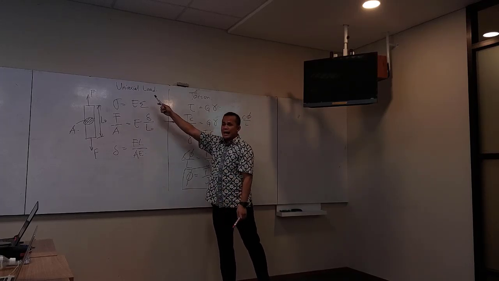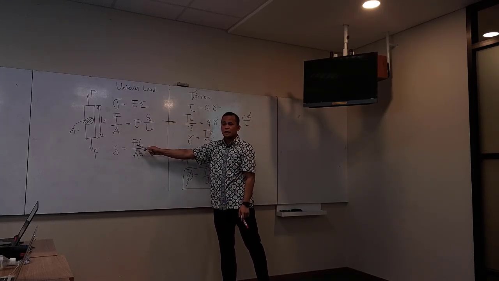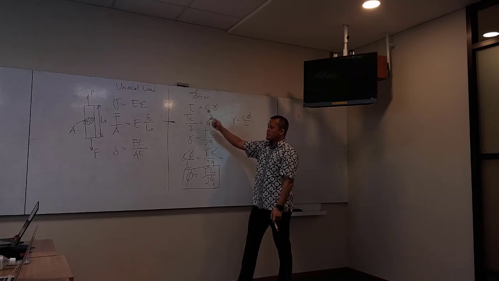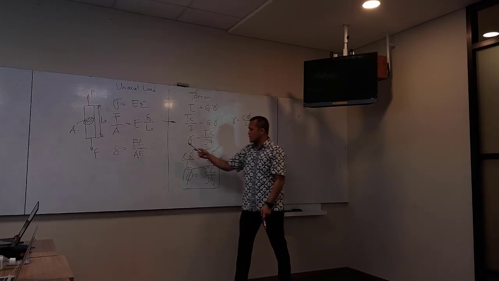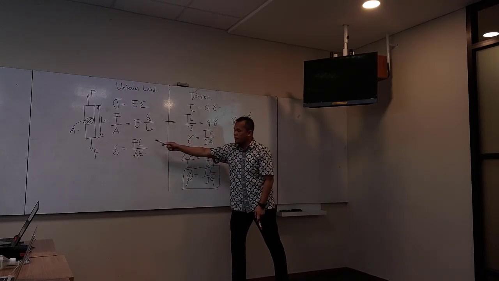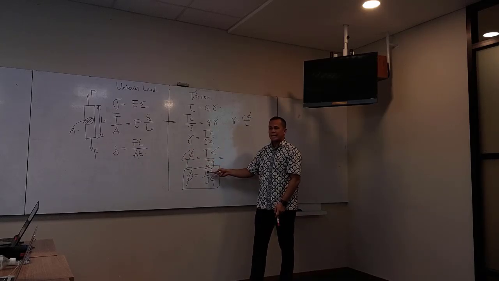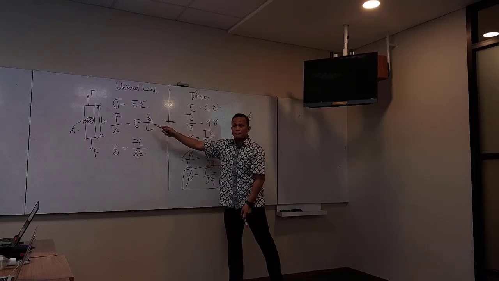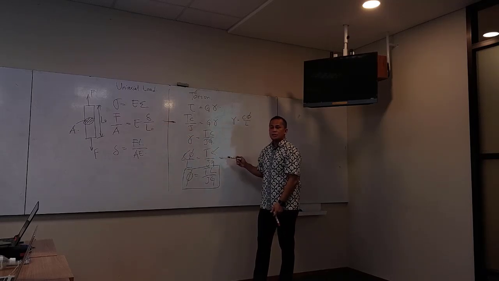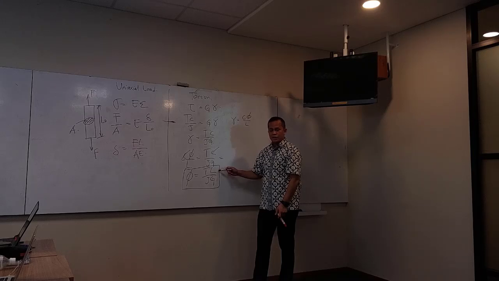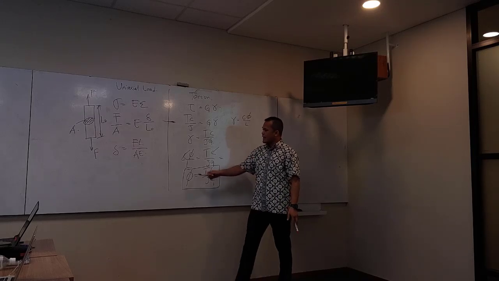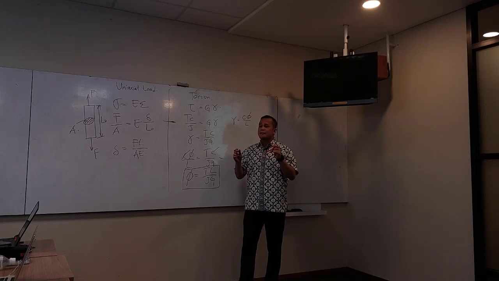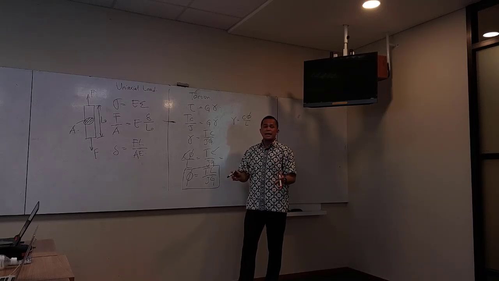Meaning, when it is uniaxial, the force is a force. But when it is a torsion, the force is no longer a force, but it is a torque. So the F becomes T. The L is the length of the bar, but for this one it is the length of the shaft. J and A are equivalent. They are telling the dimension parameter.